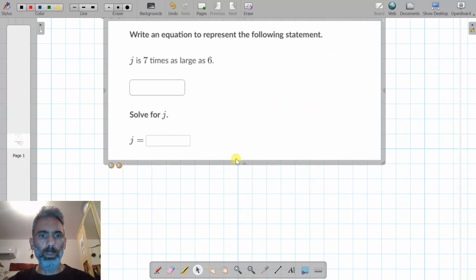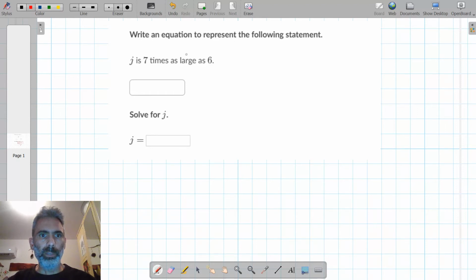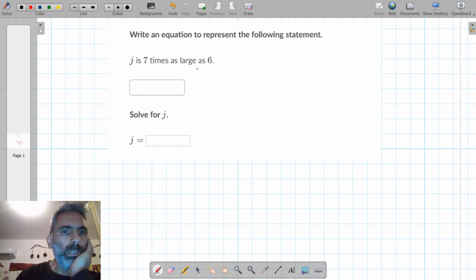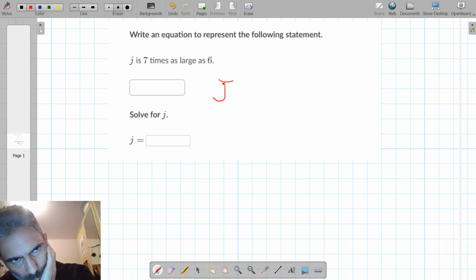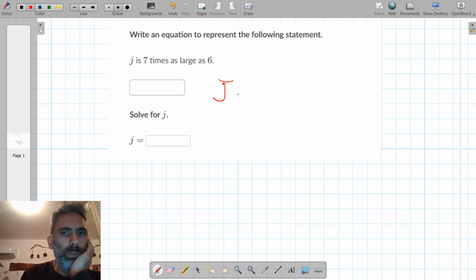Write an equation to represent the following statement. J is 7 times as large as 6. J equals 7 times 6. Therefore, J equals 42.